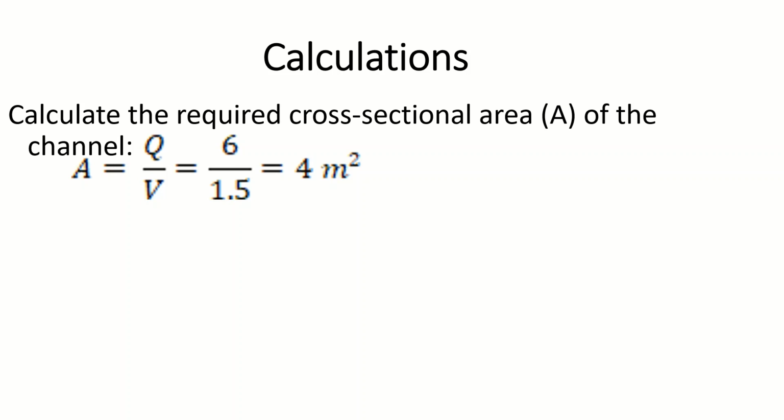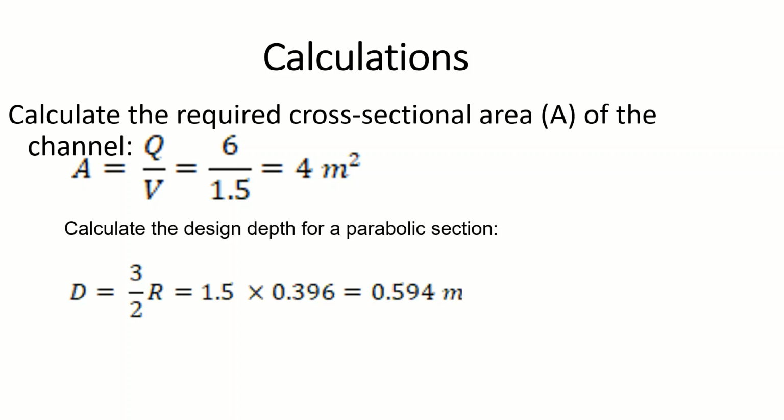Now let us calculate the design depth for the parabolic section. So D is equal to 3 by 2 multiplied by R. Okay, you can use this equation to calculate the depth for this parabolic section. So 3 by 2 of R. What is the hydraulic radius? It is 0.396. So 3 by 2, which is 1.5 multiplied by 0.396 will give us the depth. It is 0.594 meters.